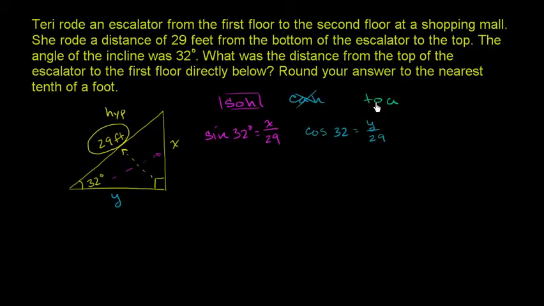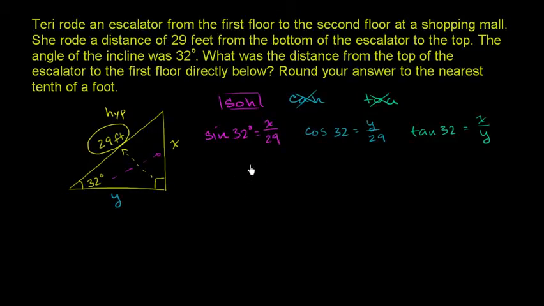Now let's think about tangent. TOA. We know that the tangent of 32 degrees is going to be equal to the opposite side, x, over the adjacent side, y. Well, this is one equation with two unknowns. We can't solve it for one of the variables. So this also isn't directly applicable. So our initial intuition, that sine is going to get us there, is right, that these won't get us directly to what x equals.